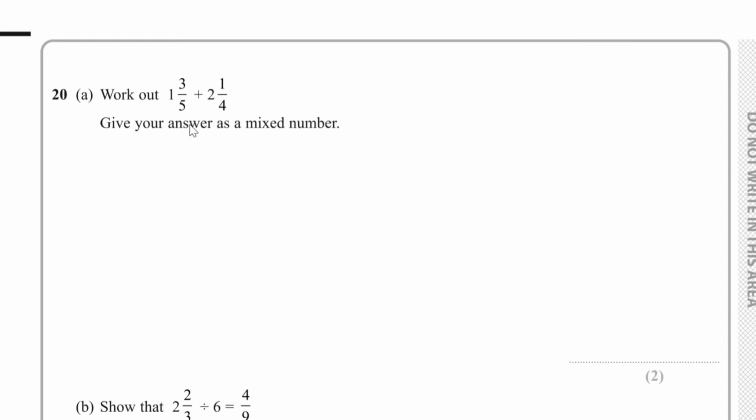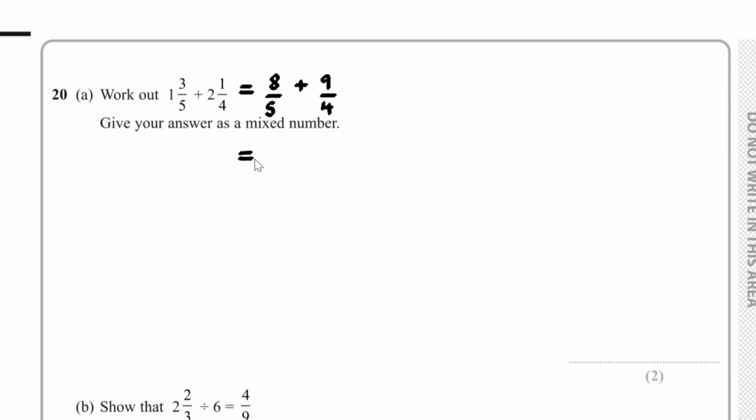Question number 20. For part A, we have to work out 1 3/5 plus 2 1/4. So, giving our answer as a mixed number, first thing we need to do is convert this 1 3/5 into a top-heavy fraction, and we also need to convert the 2 1/4 into a top-heavy fraction. Well, 1 3/5, if I do 1 times by 5, and then add on the 3, I get 8. And then we've got the fifths at the bottom. And then I'm adding this to, well, if I do 2 times by 4, which is 8, and then add the 1, I get 9. And then divide that by 4.